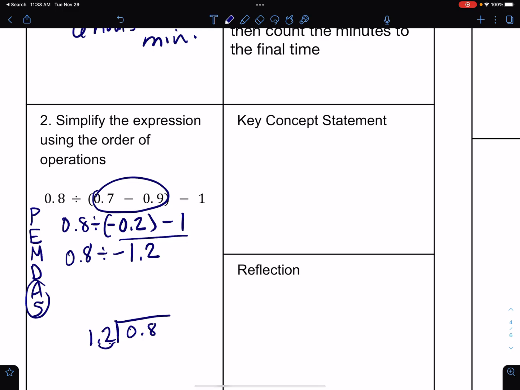I'm going to move this decimal point over 1 and this decimal point over 1, and then probably rewrite it because my brain needs that. So 12 goes into 8. That's all I did. I moved the decimal place in both places. So 12 does not go into 8 at all. I need to see how many times 12 can go into 80. Not 7. So 6. It can go into it 6 times.